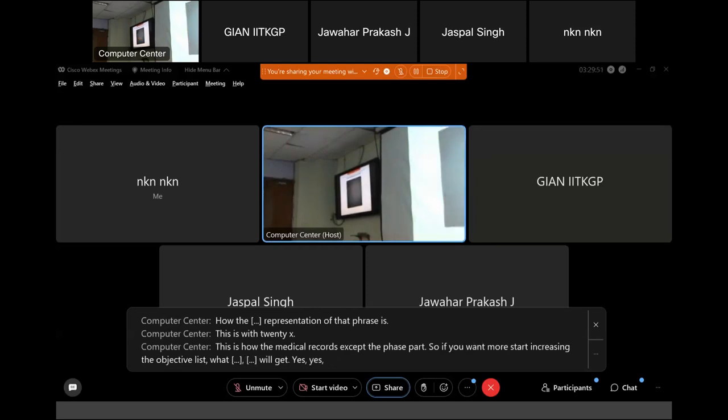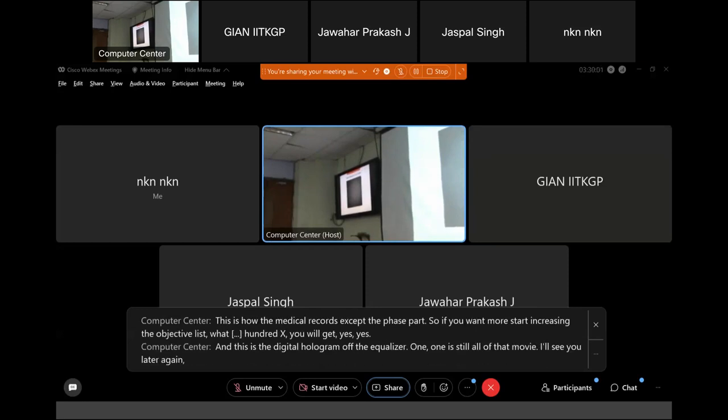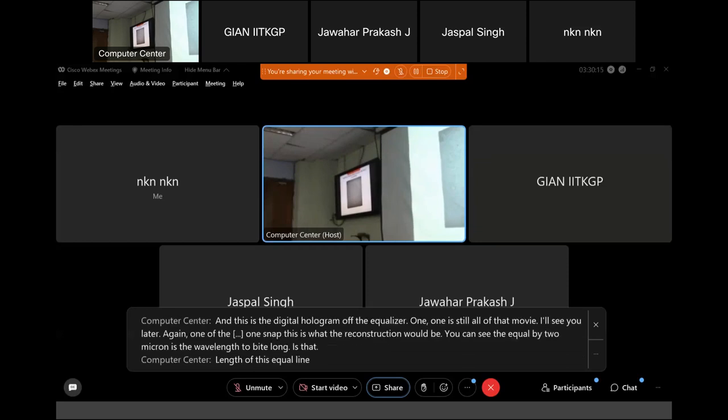And this is the digital hologram of the E. coli. One still hologram, I'll show you the movie later again. One snap. This is what the reconstruction would be. You can see the E. coli. 2 micron is the length of this E. coli, and the diameter is 0.5 micron, half a micron.